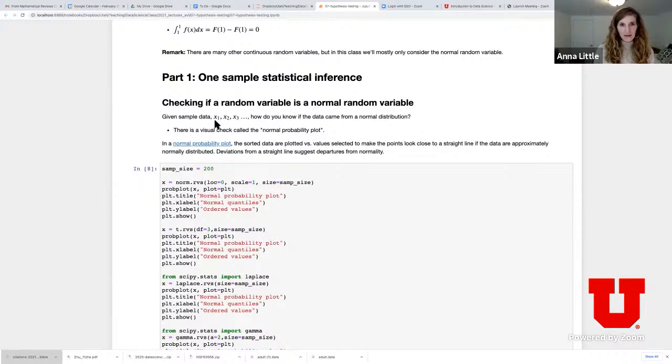So let's say we have a sample data set, x1 through x3. So how do you know if it has a normal distribution? Well, one tool that you can use is called the normal probability plot.